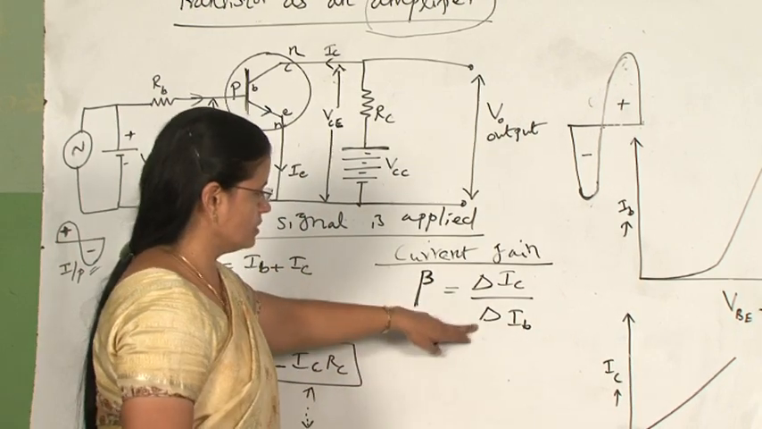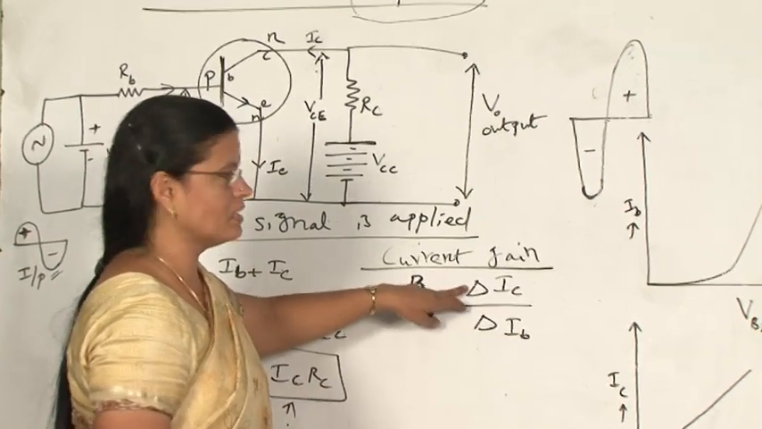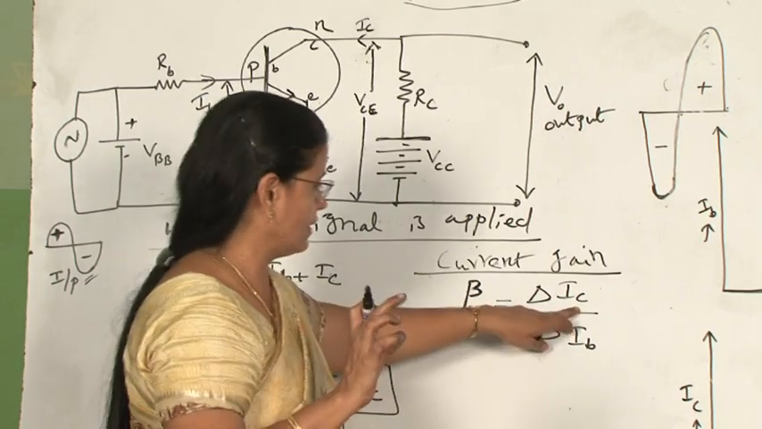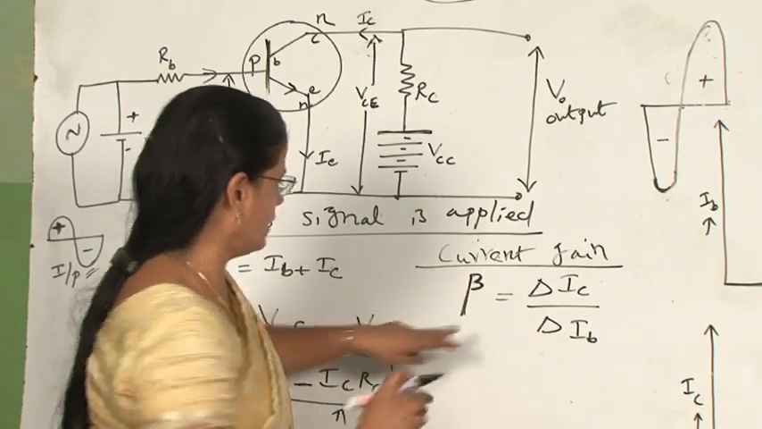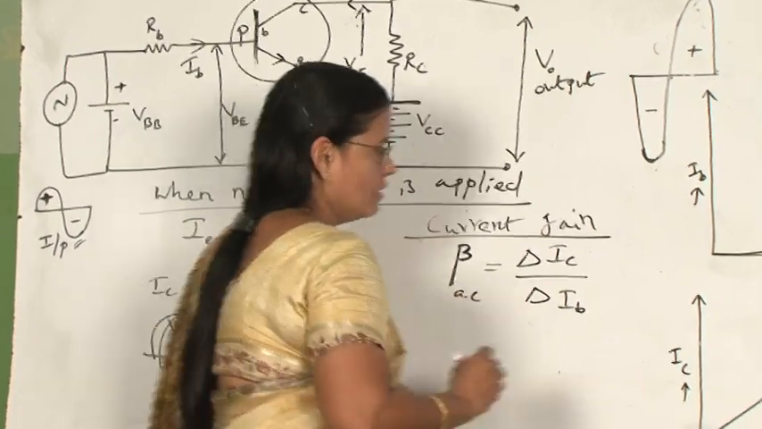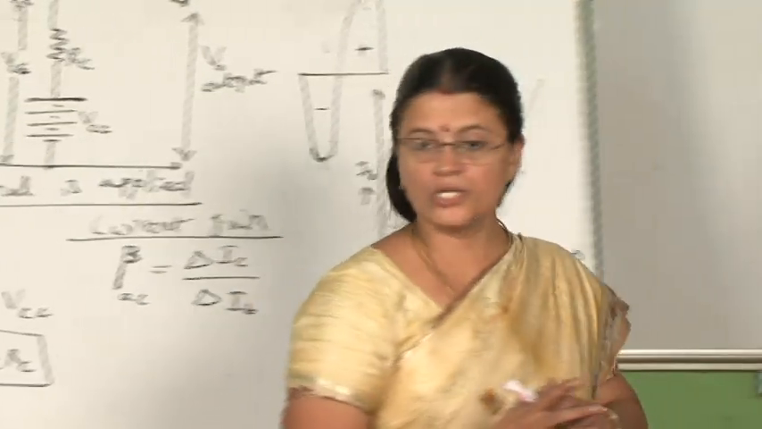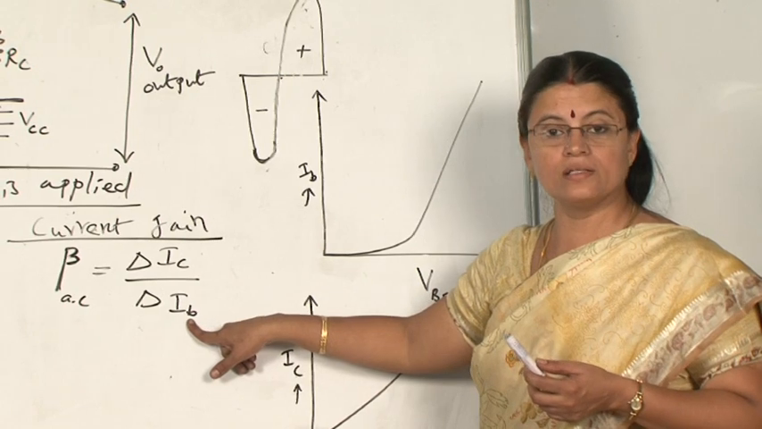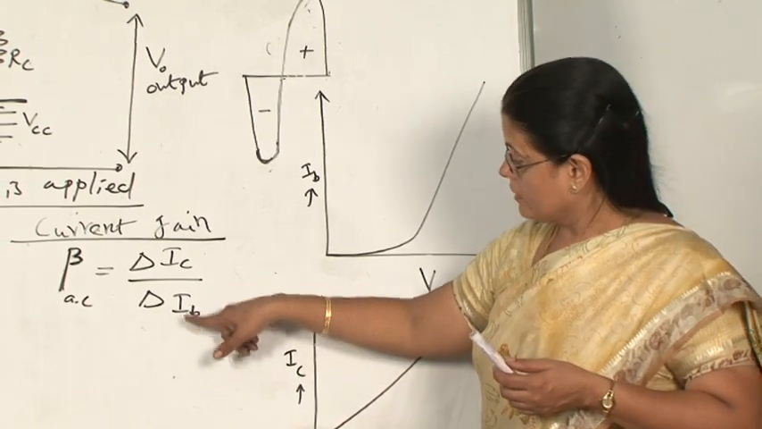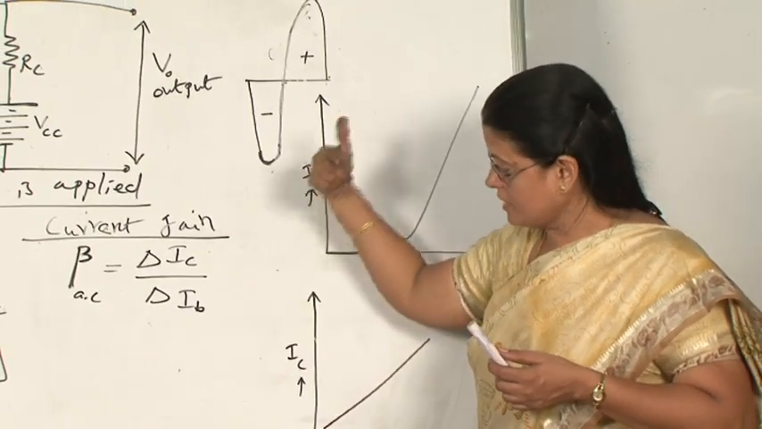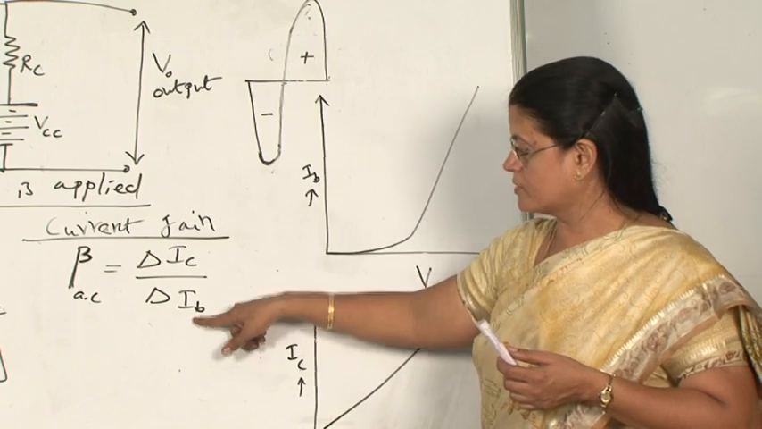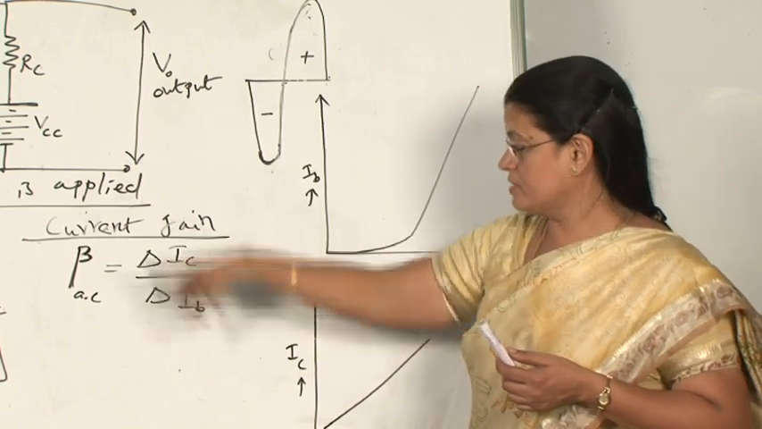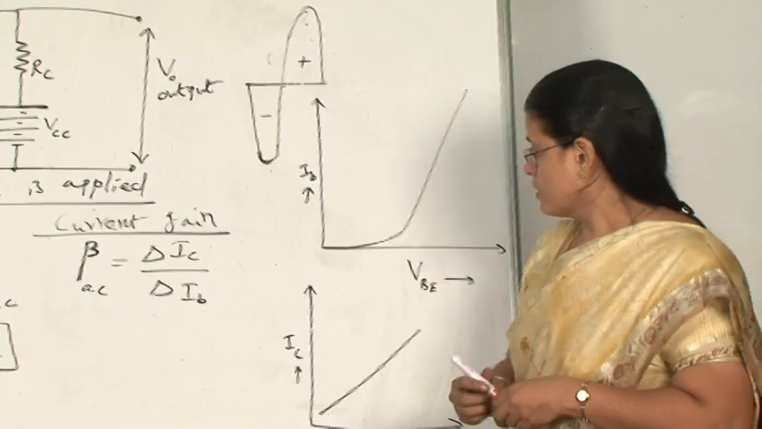So, what is the significance of this delta? Delta means small change in the collector current. So, the current gain is called AC current gain. The AC current gain is defined as the ratio of small change in the output current to the small change in the input current. So, here output is collector and input is base. So, this is the current gain.